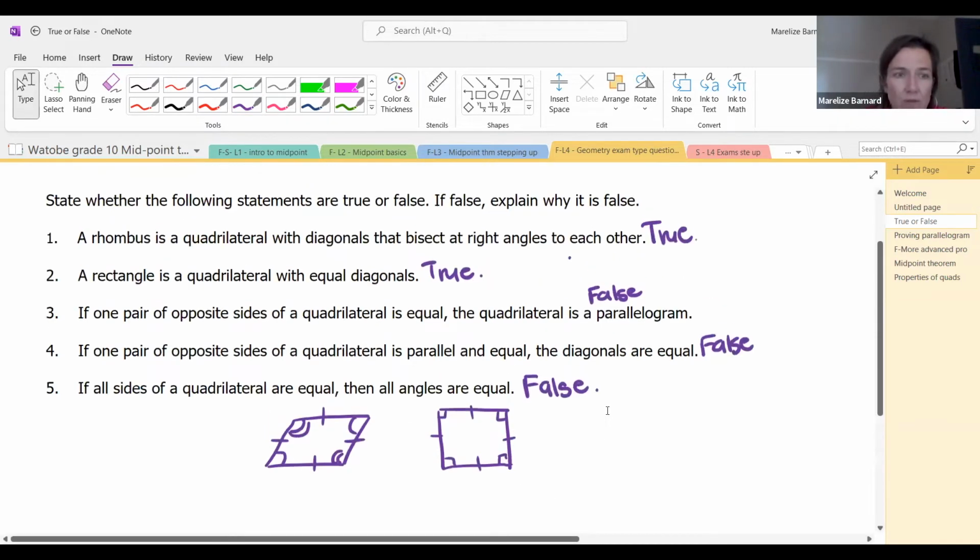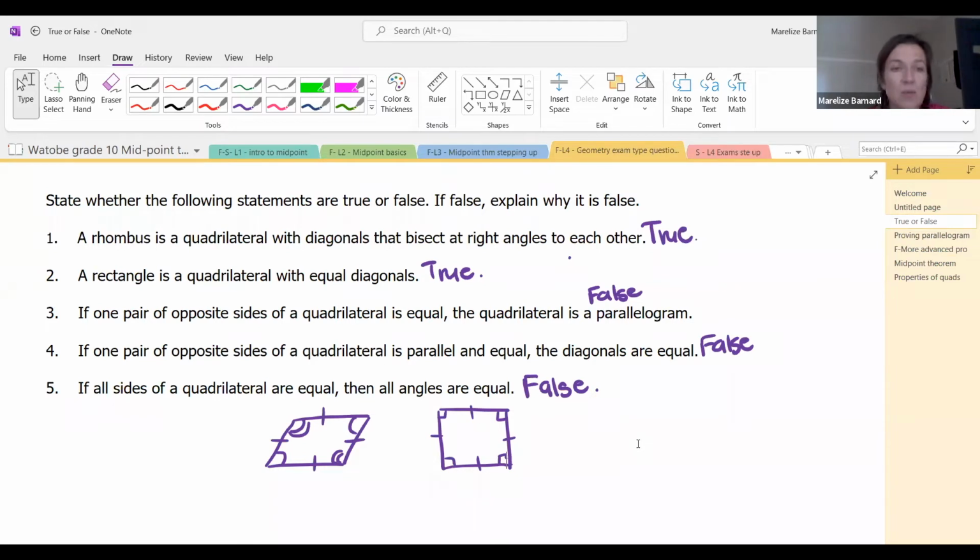Why is number 3 false? One pair of opposite sides of a quadrilateral is equal, the quadrilateral is a parallelogram. It can't just be one pair of opposite sides equal. It has to be one pair of opposite sides parallel and equal, or both pairs of opposite sides equal for it to be a parallelogram.